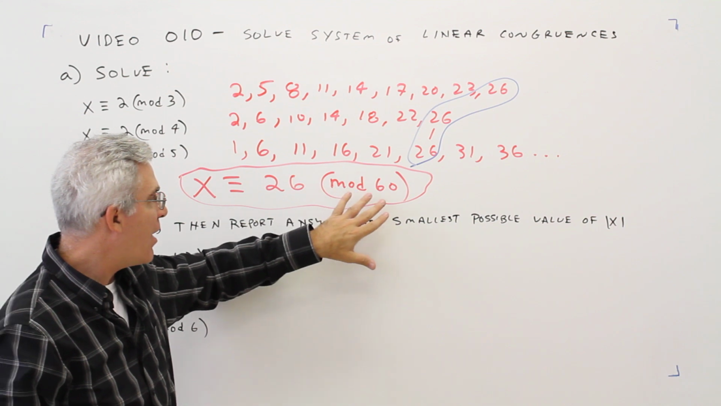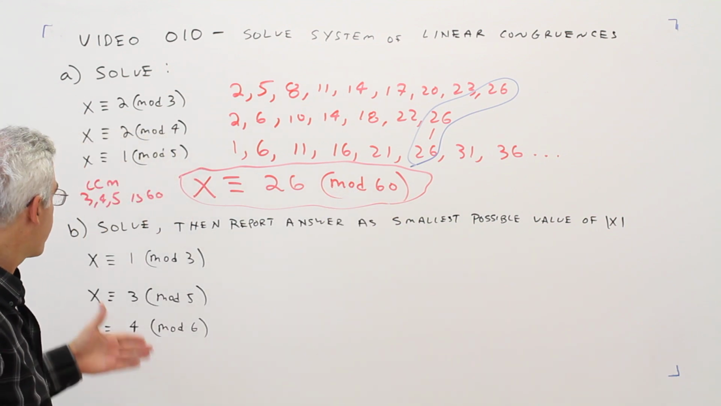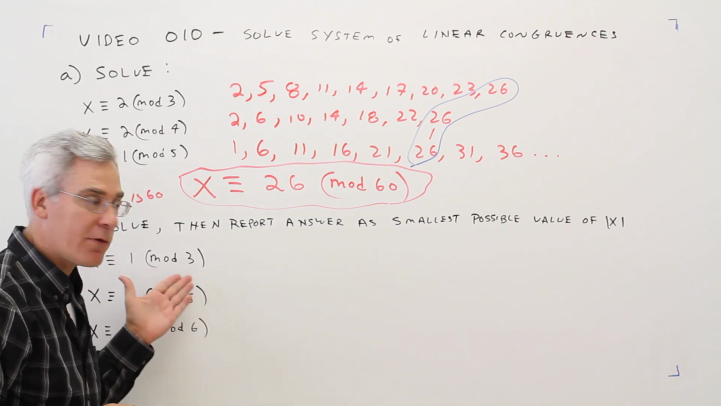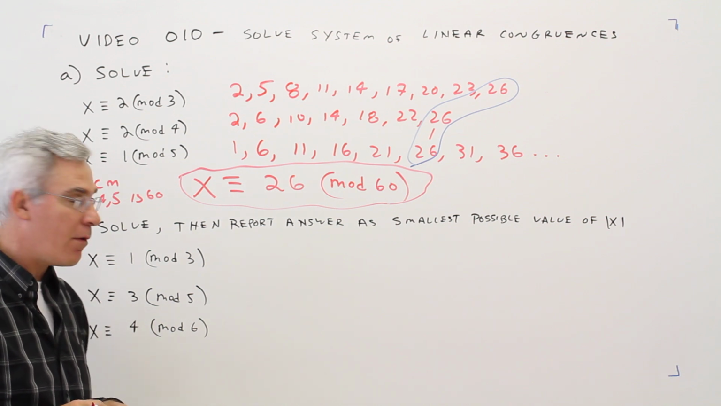Second problem, solve, then report the answer as the smallest possible value of the absolute value of x. So I don't want the answer in mod form, just the smallest value of the absolute value of x. All right, so I've got x is congruent to 1 mod 3, x is congruent to 3 mod 5, x is congruent to 4 mod 6.